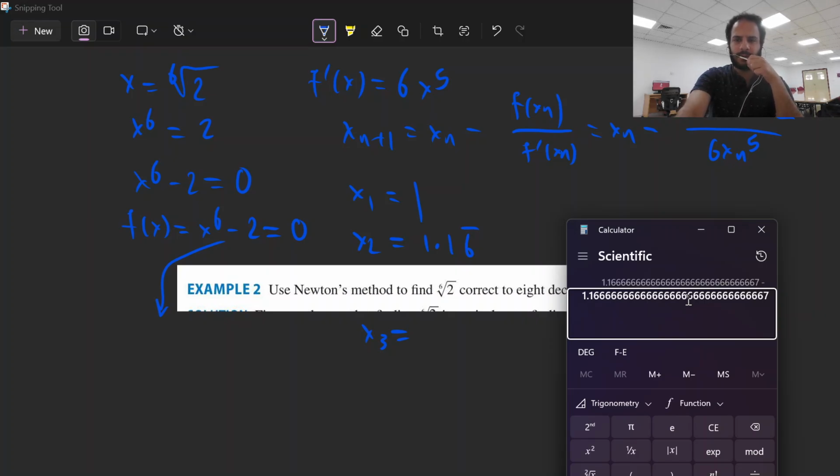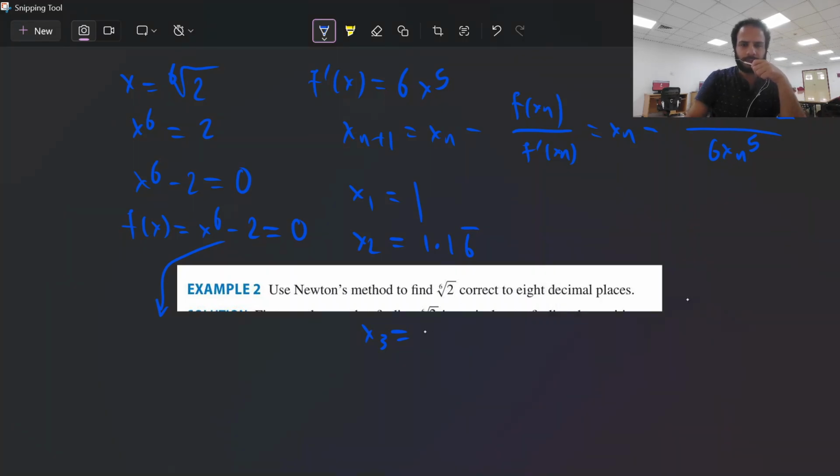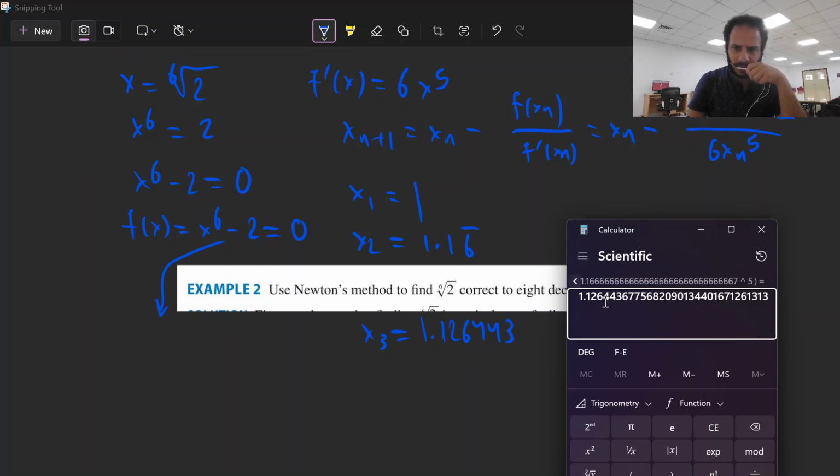Control V minus, open parentheses, Control V power 6 minus 2, you close the parentheses, then divide, open parentheses, 6 times Control V power 5, close the parentheses, you get 1.126443. Write 8 digits because the question tells you to find the answer correct to 6 digits. So I will also add 6, 7, okay?